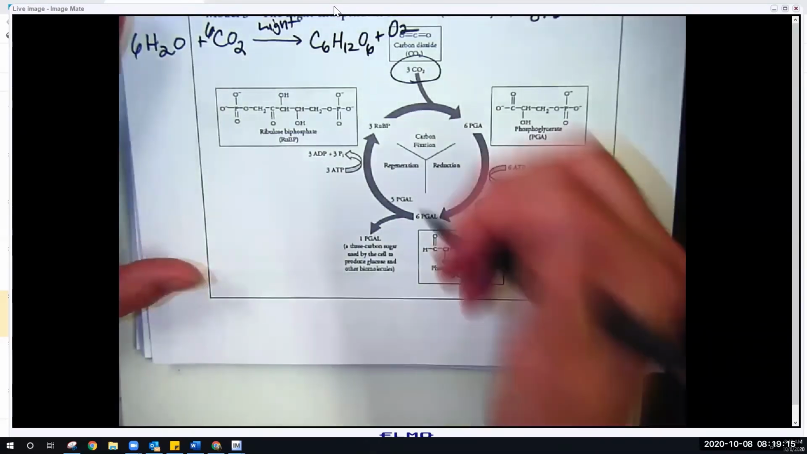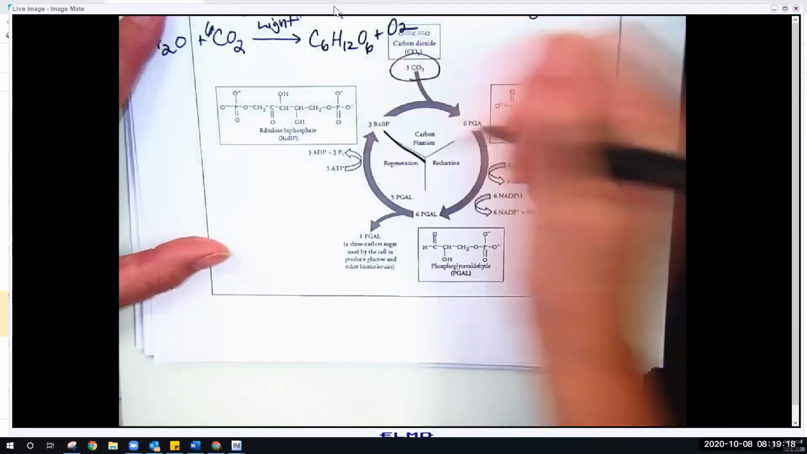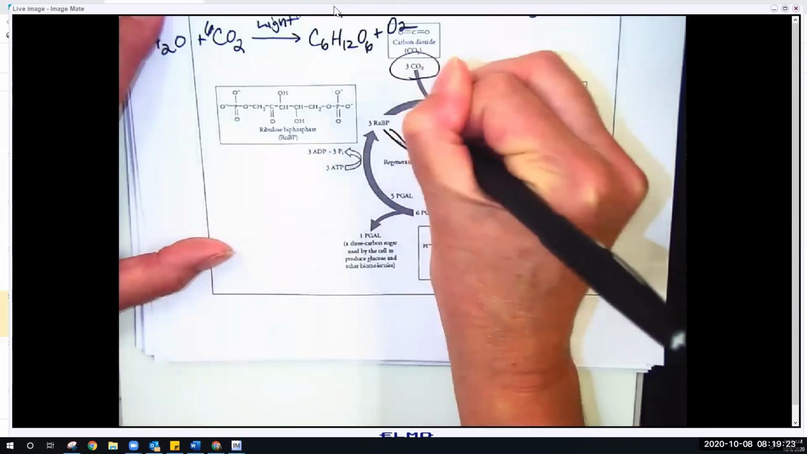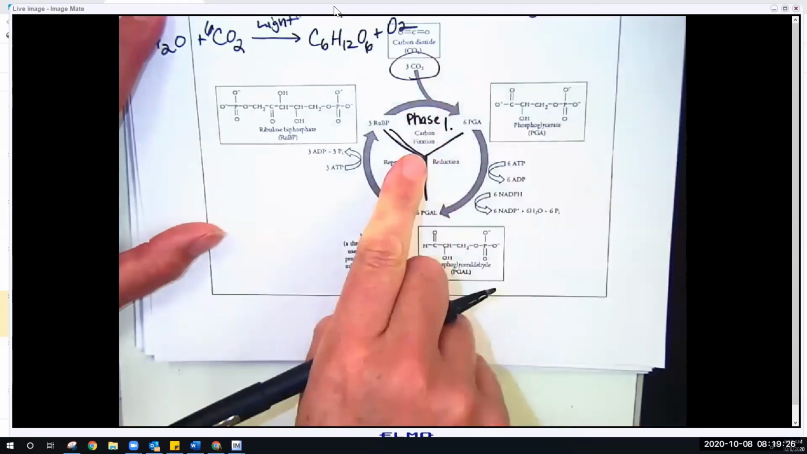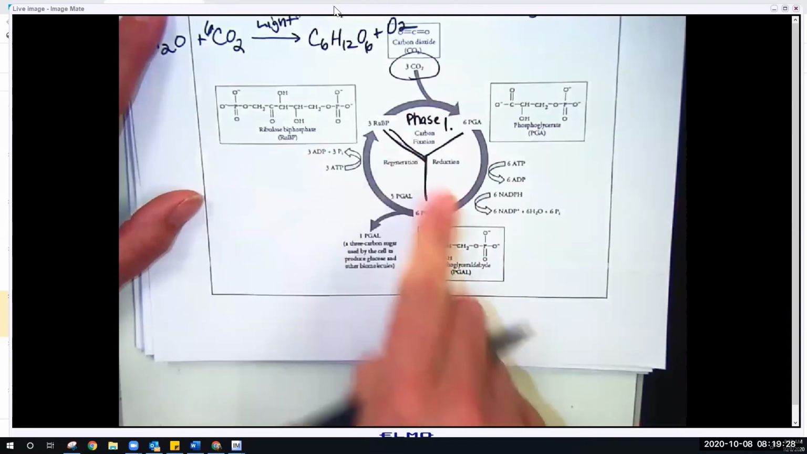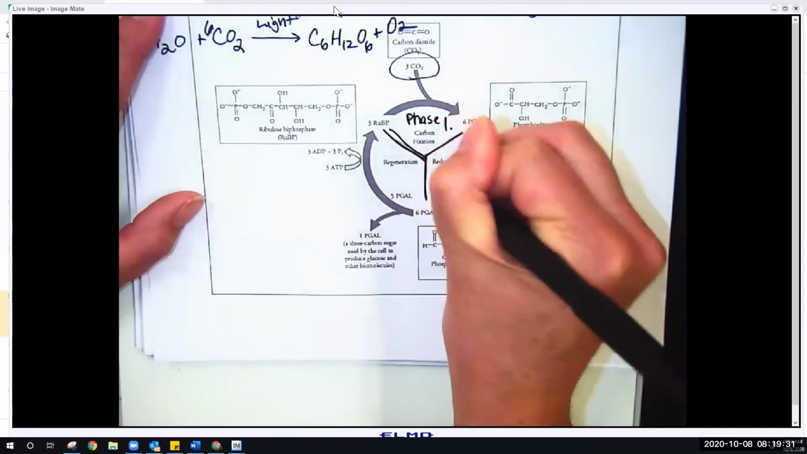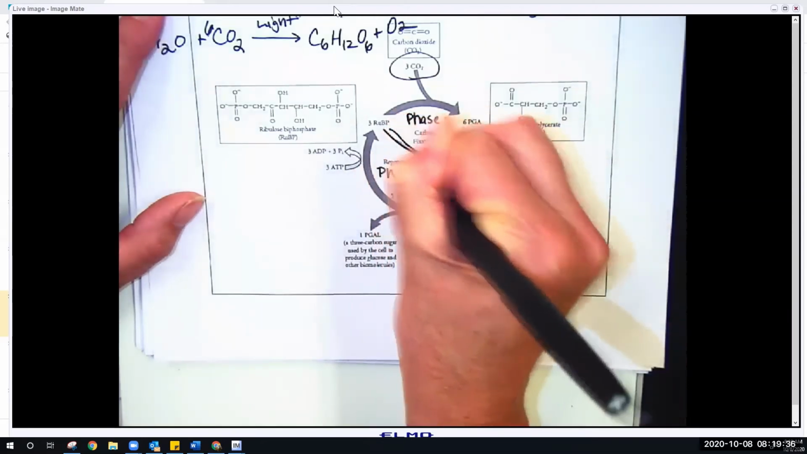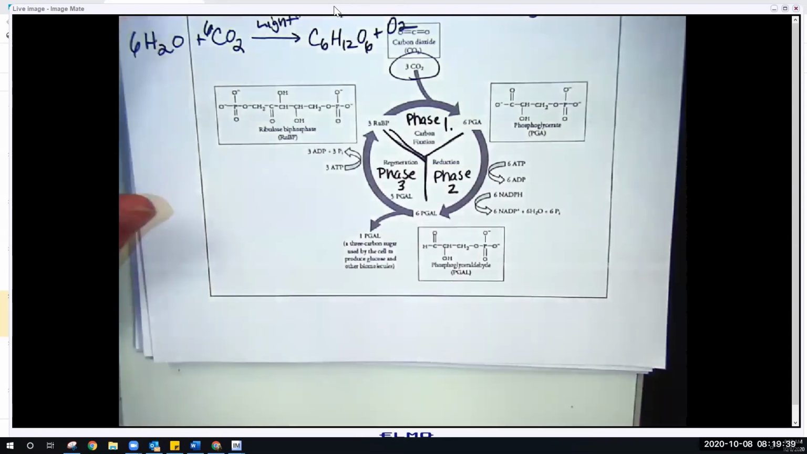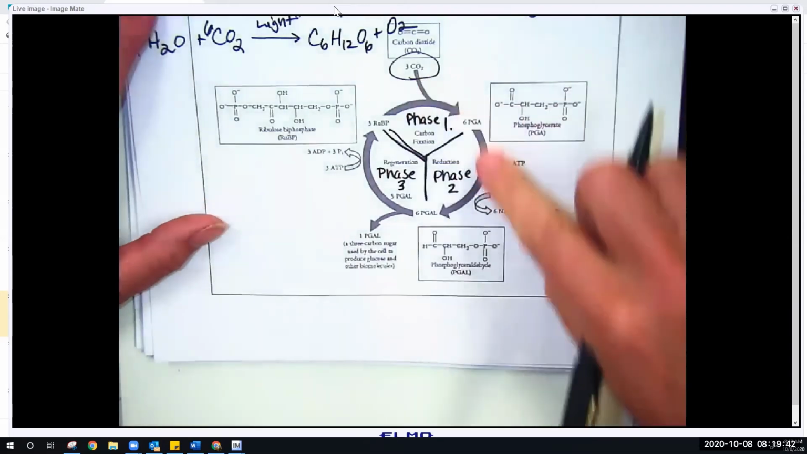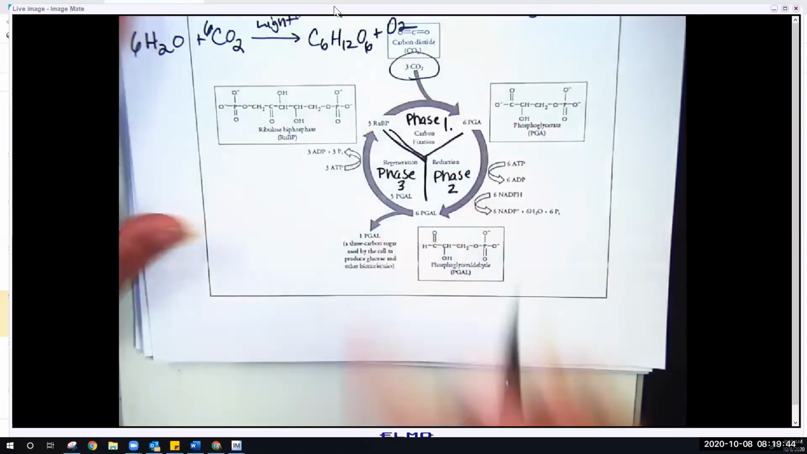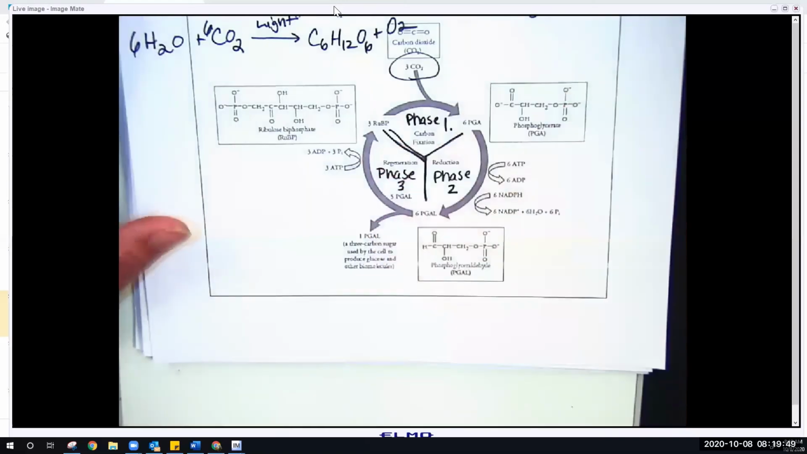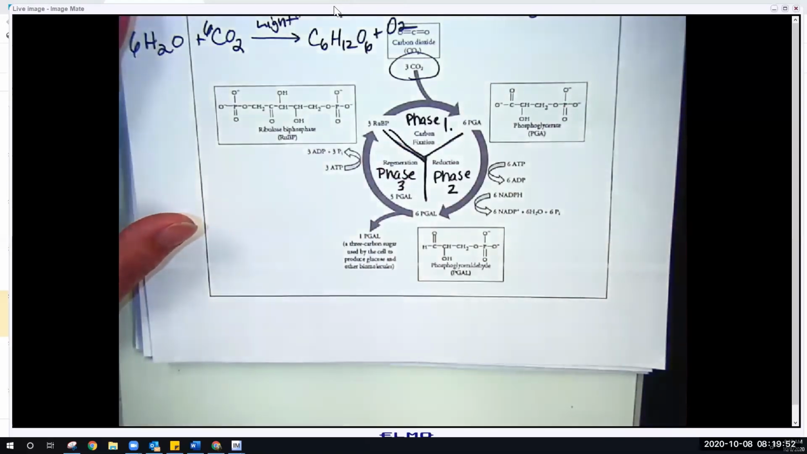So we're going to break the Calvin cycle up into 3 phases right here. This is going to be phase 1, which will be carbon fixation. Phase 2 is going to be reduction. And phase 3 is going to be regeneration. There are going to be many, many enzyme-catalyzed steps throughout this entire cycle. However, you just need to understand the major things that happen in each of those 3 phases, not every single step that your book talks about.